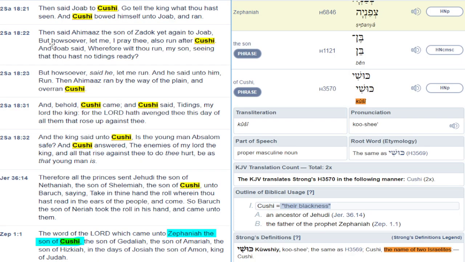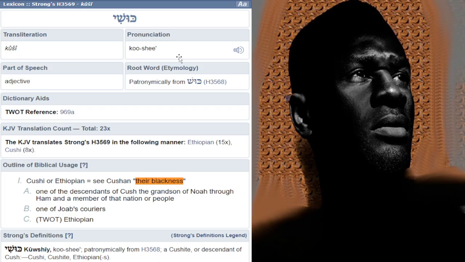Now, when we go to this word Cushi, it's mentioned multiple times in the scriptures, in 2 Samuel, Jeremiah, as well as Zephaniah. This word Cushi means their blackness. It's the name of two Israelites, and it means their blackness, signifying blackness. Now, Cushi is another way of saying Ethiopian.